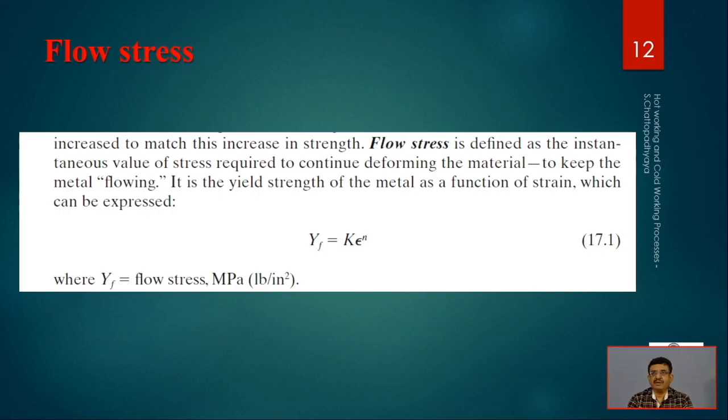So it is the yield strength of the metal as a function of strain, which can be expressed by Y suffix F, the flow stress. Y_f is equal to K times epsilon to the power n, with Y_f in megapascal. That is the basic mathematical formula: Y_f equals K epsilon to the power n. Here n is a characteristic related to the material, so that will determine the flow stress. So the flow curve is valid.